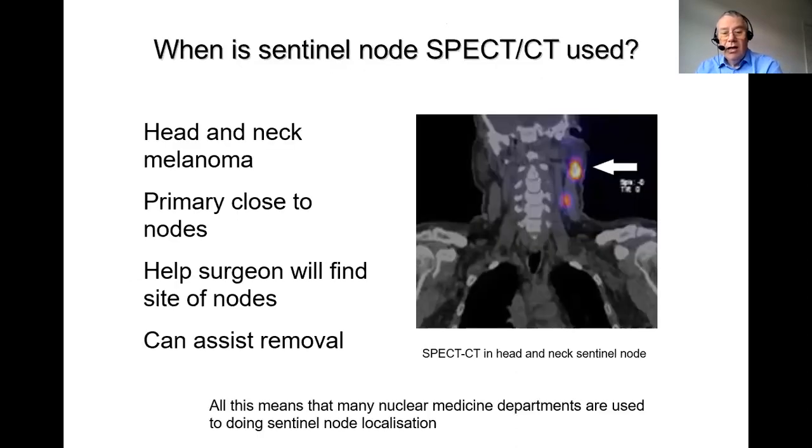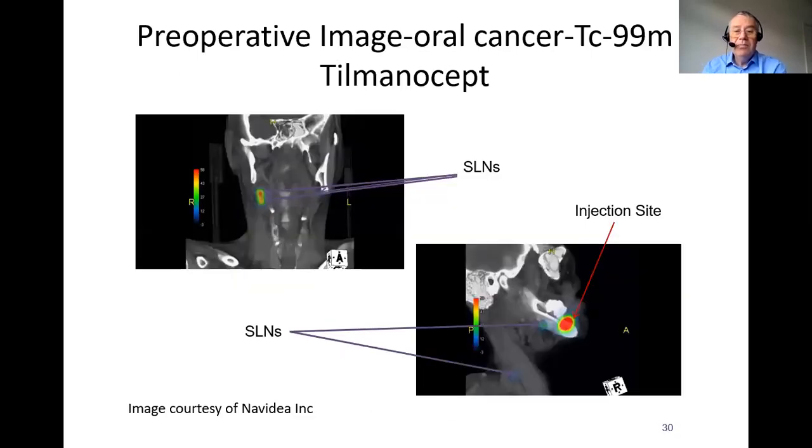So this is one of our patients who had a head and neck melanoma, and the primary is just by the ear, and you can see here that the nodes are very close to this. And this can also assist in helping the surgeon in removal of abnormal lymph nodes.